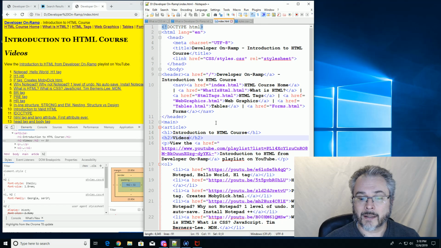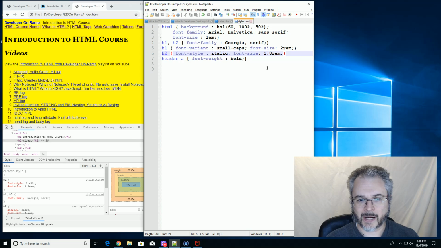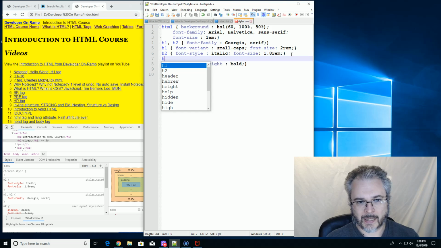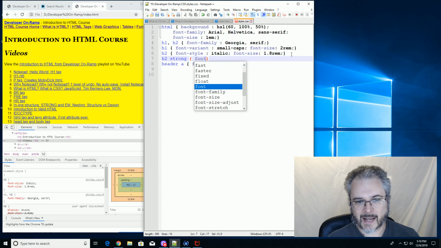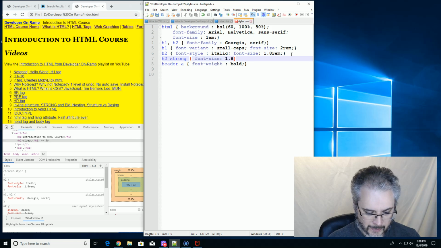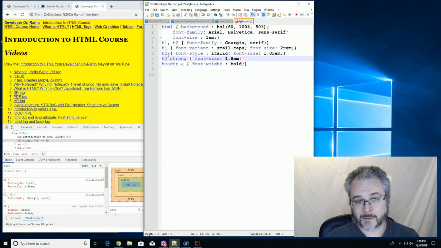Okay, remember that thing we did. I'm gonna redo it. I'm gonna put this silly strong tag back in, and we're going to recreate that rule. H2 strongs are going to be font size, and before we said that they were going to be font size 1.8 M, and it made the strong almost twice as big as the H2.